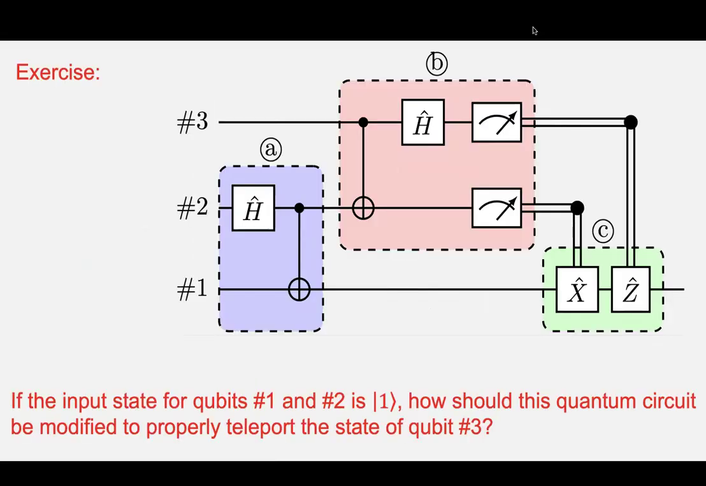Here's an exercise for you. This is the teleportation circuit we just studied together. If, instead of ket 0, the input state for each of the two qubits, 1 and 2, is ket 1, how should the circuit be modified to teleport the state of qubit 3 to qubit 1?